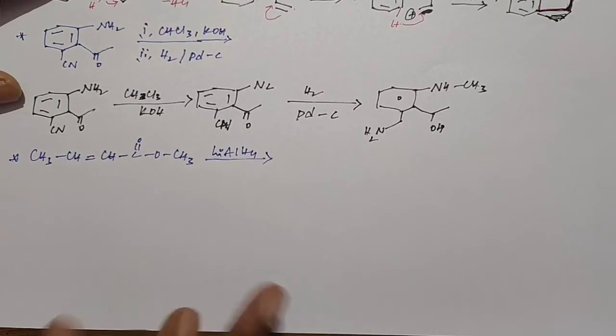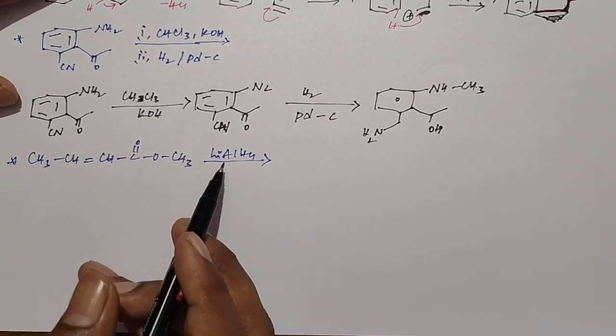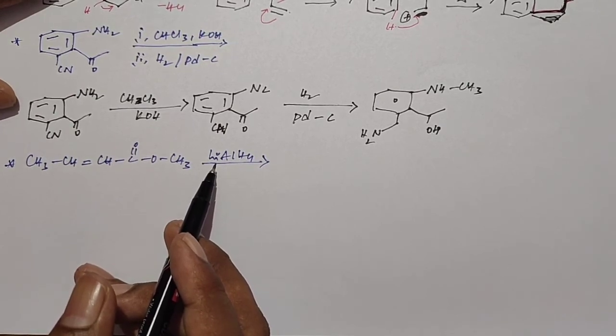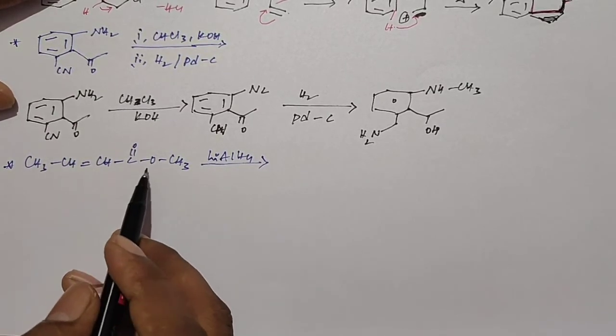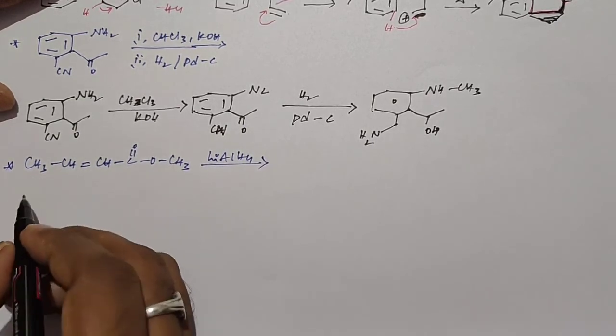That's all. Okay students, this is the next miscellaneous reaction. The given compound undergoes reduction in the presence of LiAlH4, lithium aluminum hydride. At that time the ester group is converted into the alcohol group. So then we get the product like this.